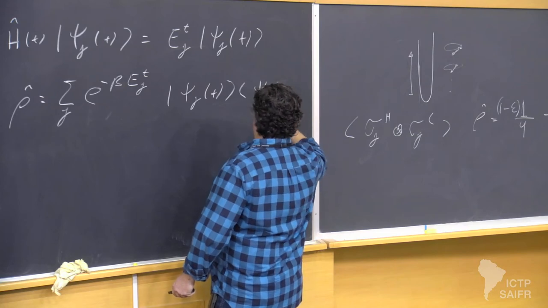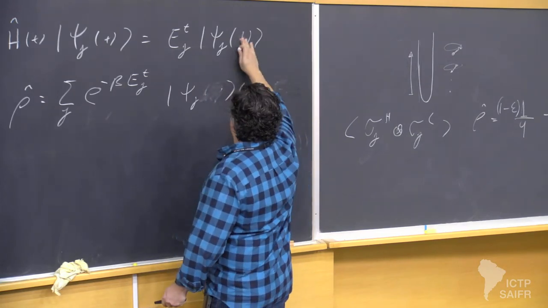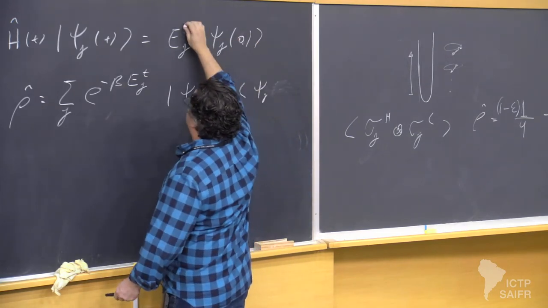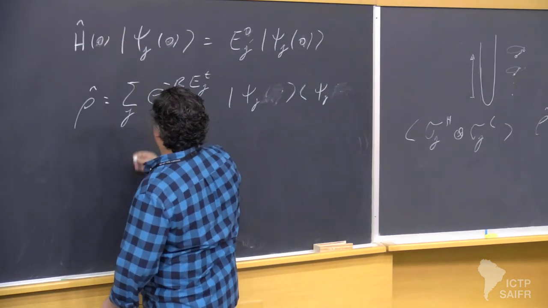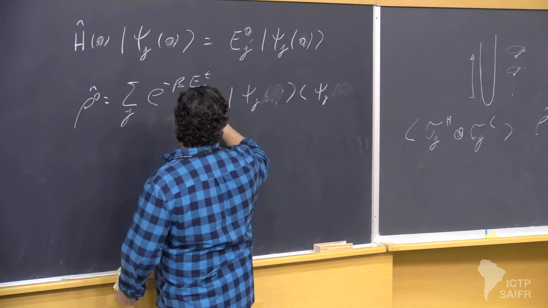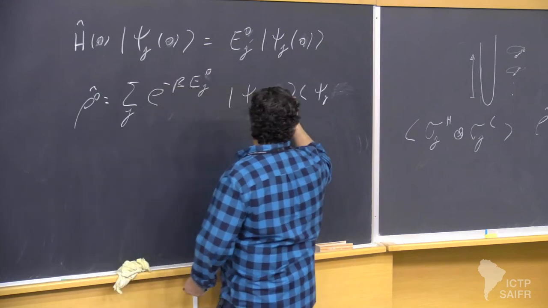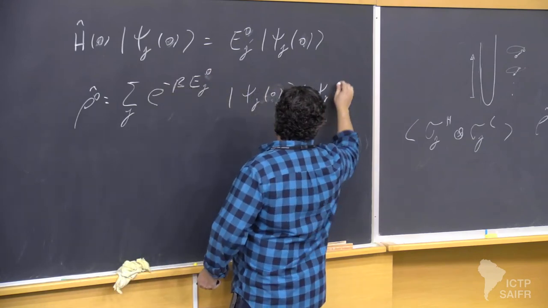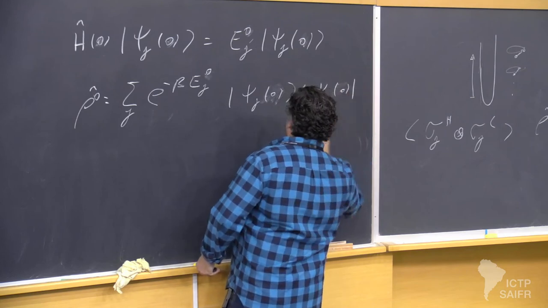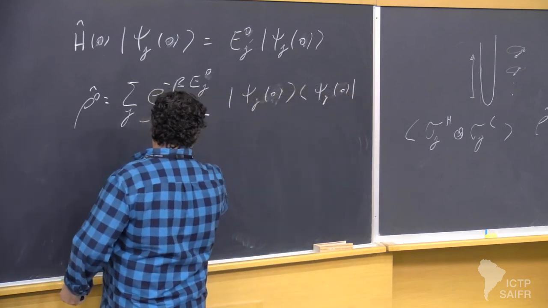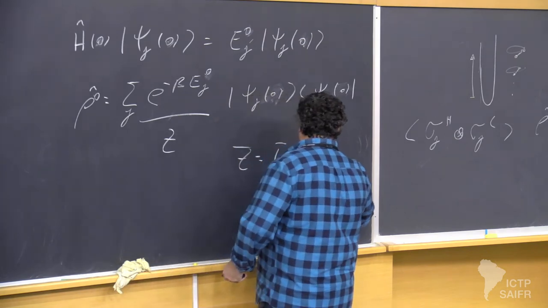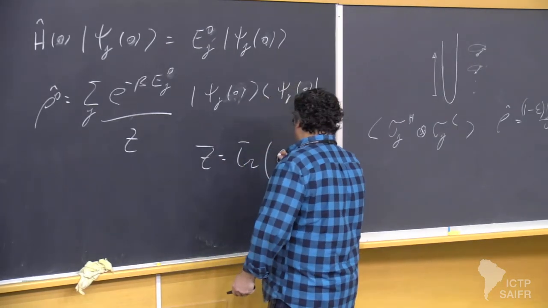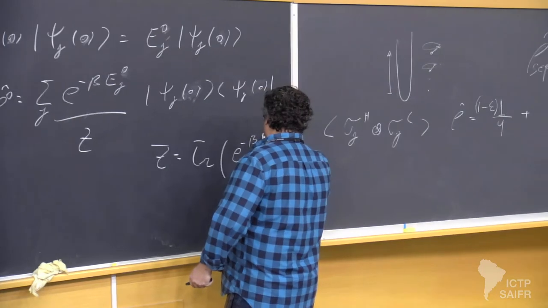Oh, sorry. Let me put the initial time, right? Because only the initial state is in equilibrium. Divided by the partition function. And the partition function is the trace of this guy here.